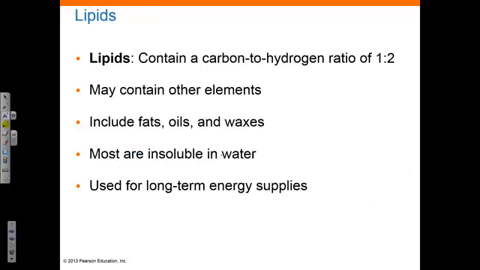Lipids are organic molecules that contain hydrogen and carbon. The carbon and hydrogen are found in a ratio of 1 to 2, meaning that for every 1 carbon atom in a lipid, there will be 2 hydrogen atoms. Lipids also contain oxygen, but in a much smaller amount compared to carbohydrates. Other elements, such as phosphorus, nitrogen, and sulfur, may also be present in lipids. The category of lipids includes things such as fats, oils, and waxes. It is important to note that most lipids are insoluble in water.